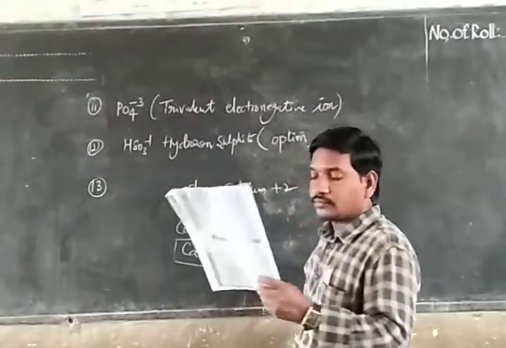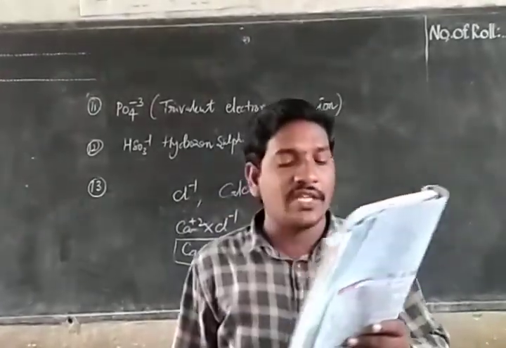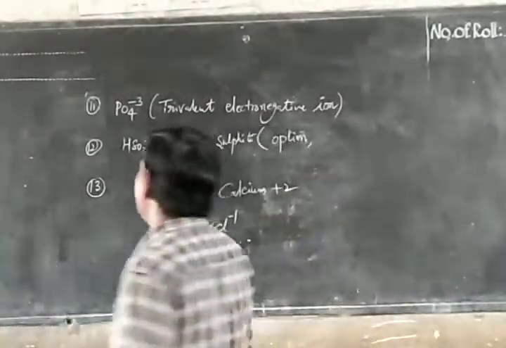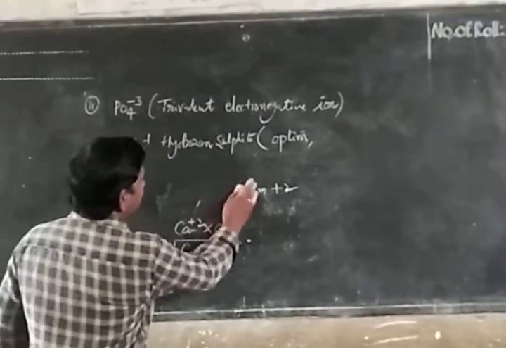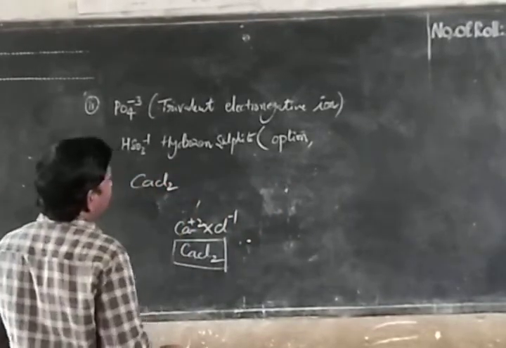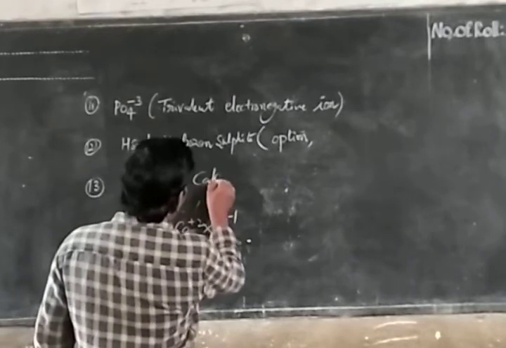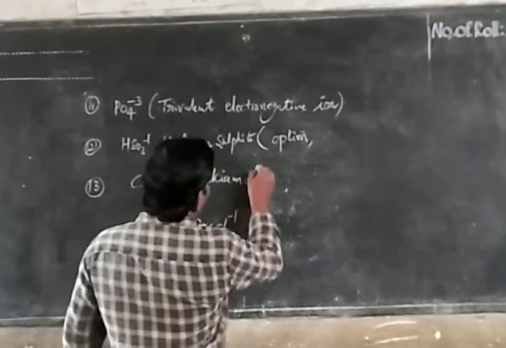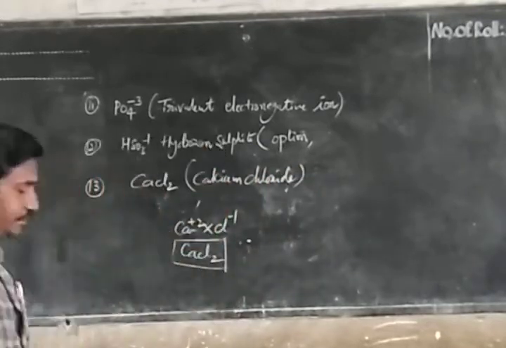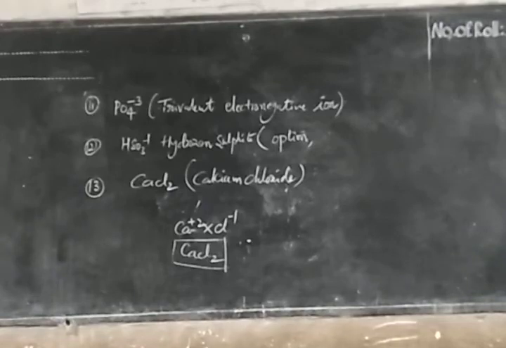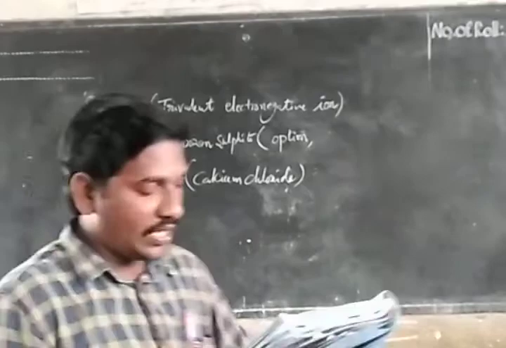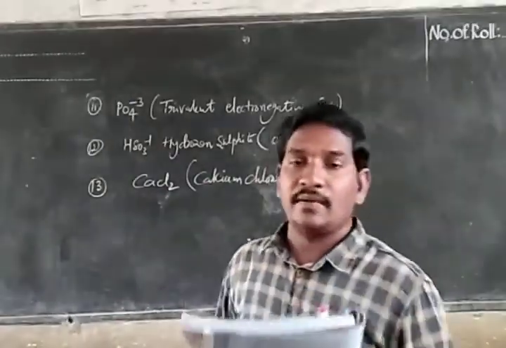So the valency of chloride ion is -1, the calcium is +2. The formula obtained is CaCl2, calcium chloride. CaCl2 means calcium chloride.